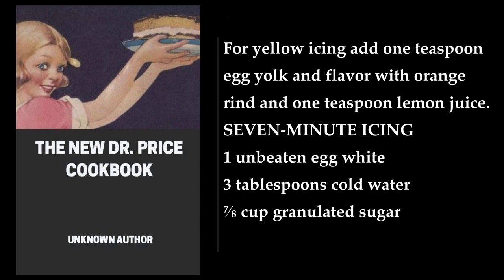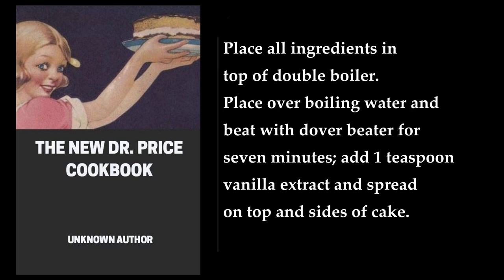7-minute icing. 1 unbeaten egg white. 3 tablespoons cold water. 7/8 cup granulated sugar. Place all ingredients in top of double boiler. Place over boiling water and beat with Dover beater for 7 minutes, add 1 teaspoon vanilla extract and spread on top and sides of cake.